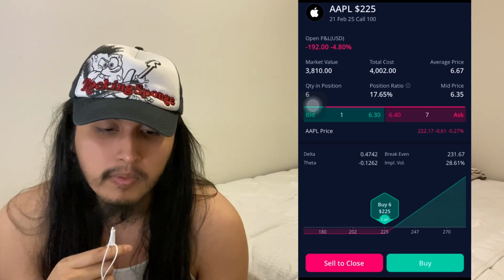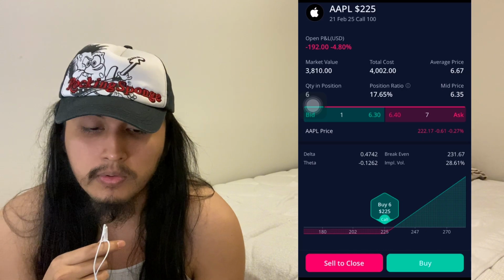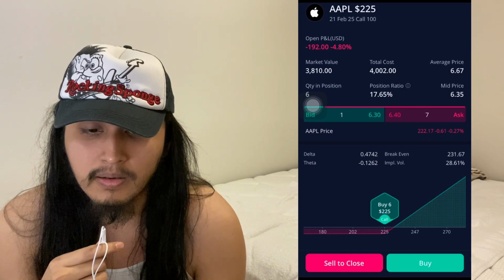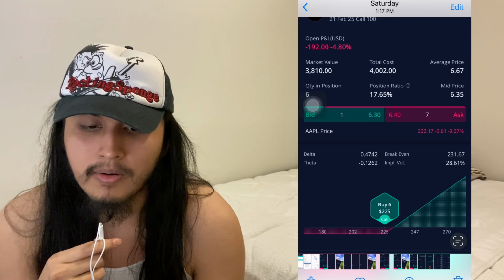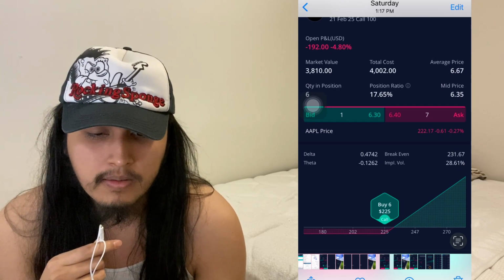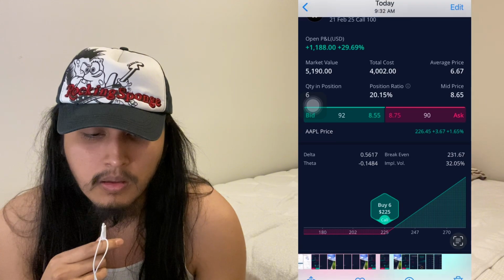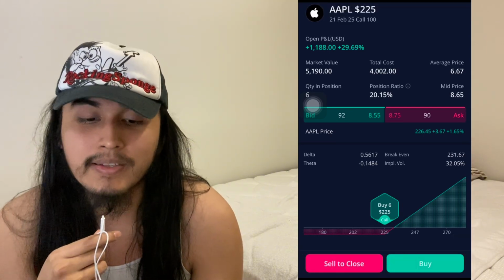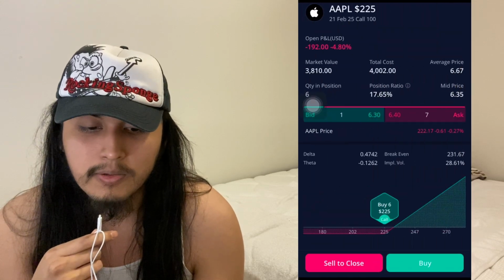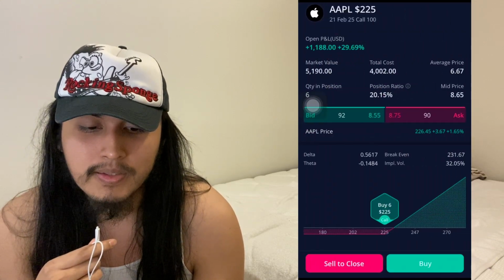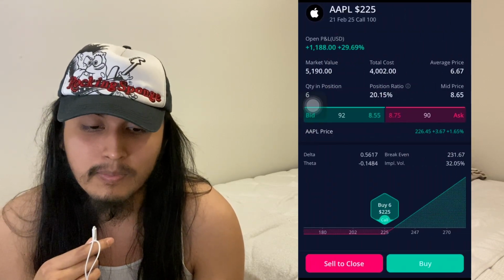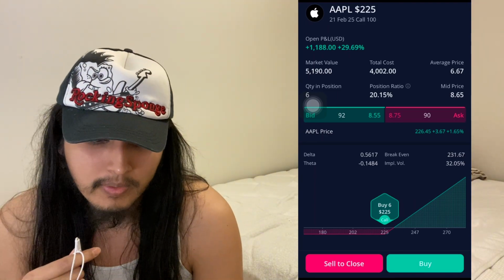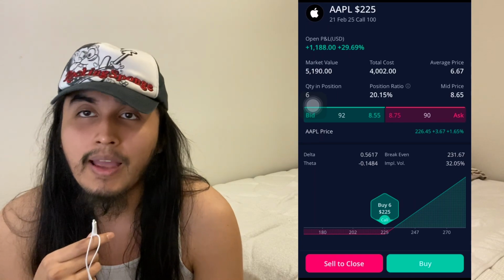So at one point, my Apple trade was down $192, which was Saturday. Well, not really Saturday, but on Friday, right? And then today, my Apple trade, instead of being down $192, is now up $1,188. And so, how did I make $1,188 trading Apple call options?